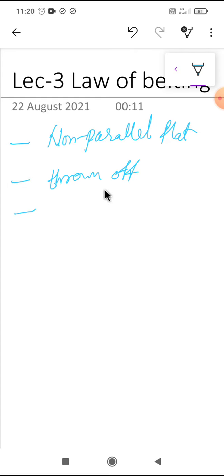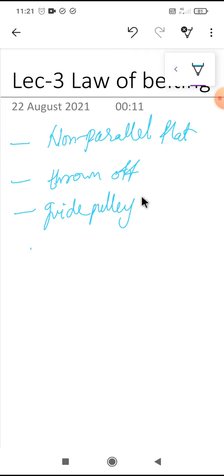However, it is possible to run the belt in either direction on the pulleys of two non-parallel or intersecting shafts with the help of a guide pulley. So if you are using a guide pulley, you can use it in either direction. So this law needs to be satisfied. These are the main three laws of belting which can be asked for 2 marks in the exam.